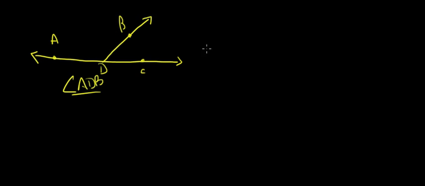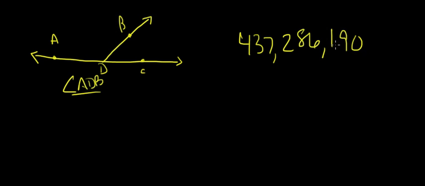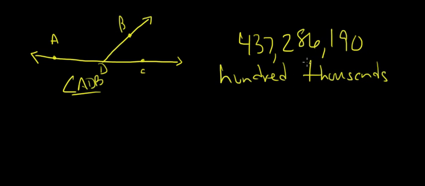Your next question is going to be something like this. It's going to give you a list of numbers like this: 437, 286, 190, and it's going to say which digit is in the hundred thousands place. Now, it's not going to be the same question tomorrow. Probably won't be hundred thousands, but make sure you know all the different places here, because tomorrow's test is going to ask you that.